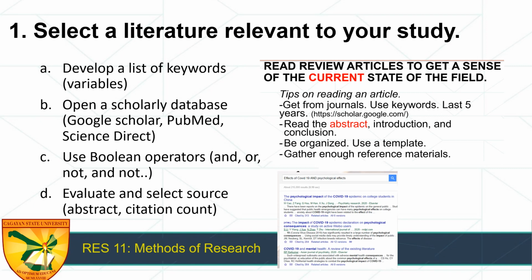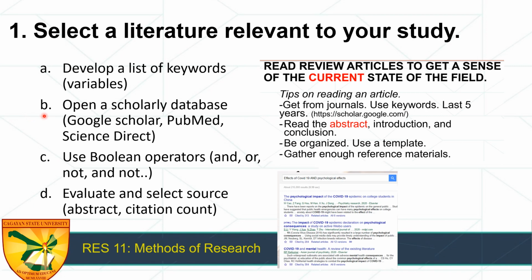So first, you develop a list of keywords or variables. You already have now your Chapter 1. And what are these keywords that I am talking about here? These keywords are those variables that are found in your title and in your statement of the objective. So just list all those keywords.